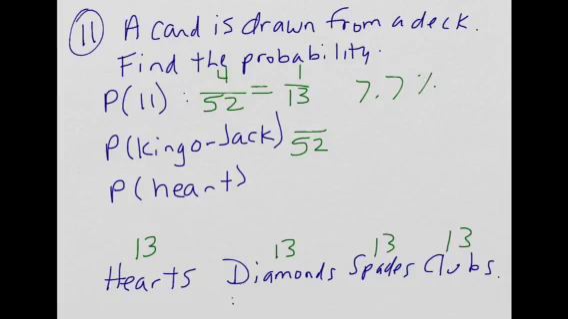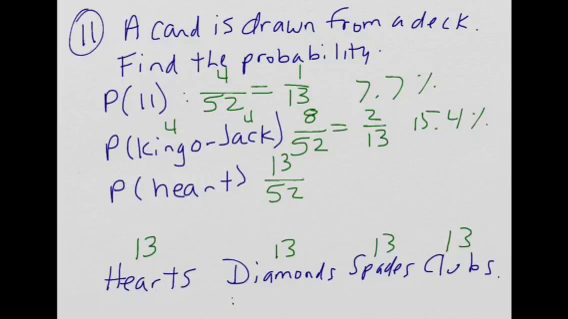To find the probability of a king or a jack, we're going to put the 52 in again, because there's 52 cards. There's 4 kings and there's 4 jacks, so that's going to be 8. Simplify that. 4 goes into 8 2 times. 4 goes into 52 13 times, so now we have 2 13ths. And on the calculator, 2 divided by 13 is going to give us 15.4%. To find the probability of hearts, there are 13 hearts in the deck, so it's going to be 13 over 52. And 13 goes into 13 once, and 13 goes into 52 4 times, which is going to give us 25%.